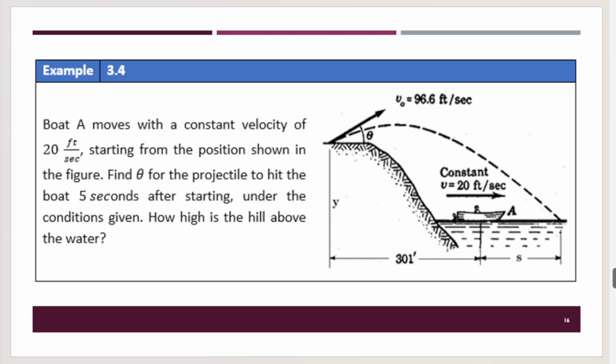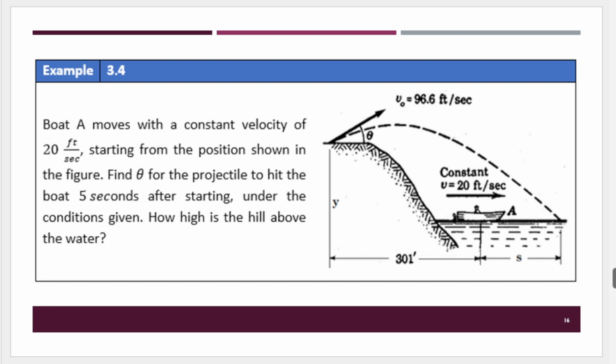So, we have this one, no? Nakalagay sa kanya 3.4, but this is our second sample problem. It states here that the boat A moves with a constant velocity of 20 feet per second. So ito daw, ayan, nakikita nyo sa illustration nyo from the somehow right side of your screen. Yan, so nakalagay dyan, no, from the position shown in the figure, find theta for the projectile to hit the pole 5 seconds after starting under the conditions given. Yun yung binigay. Now, how high is the hill above the water?